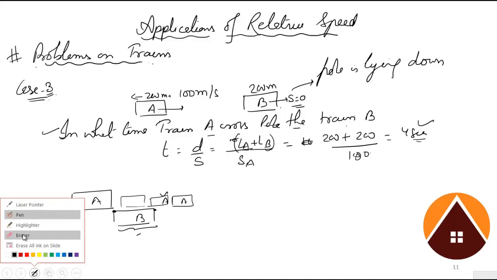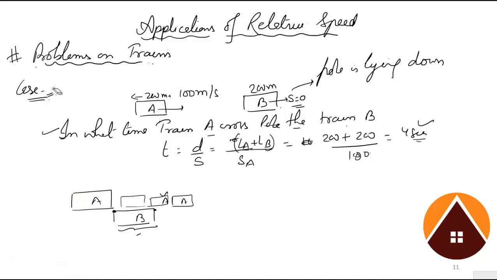In the same question, I am changing and writing scenario 4, but instead of this speed being 0, this is also moving at some other speed.